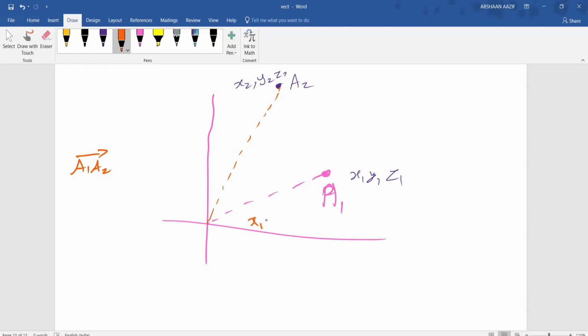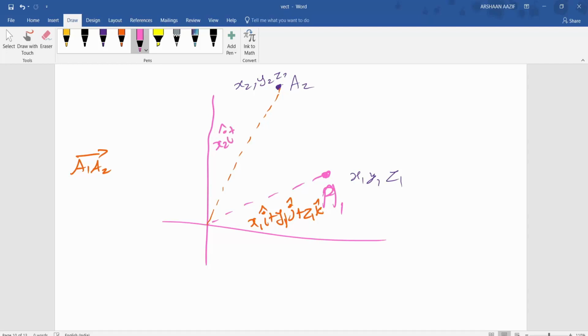So this is X1i plus Y1j plus Z1k. This is X2i plus Y2j plus Z2k. So I need this vector A1A2 vector. So this is the direction.